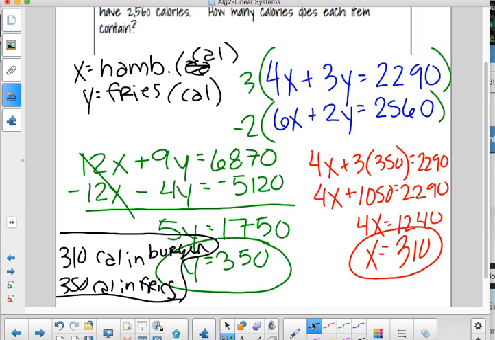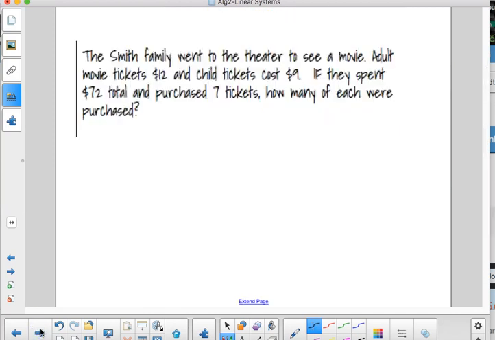All right, the next one. The Smith family went to the theater to see a movie. Adult movie tickets cost $12, and child tickets cost $9. If they spent $72 total and purchased 7 tickets, how many of each were purchased? So what would our 2 variables be in this equation? Adult tickets and child tickets. Okay, you guys try this one.